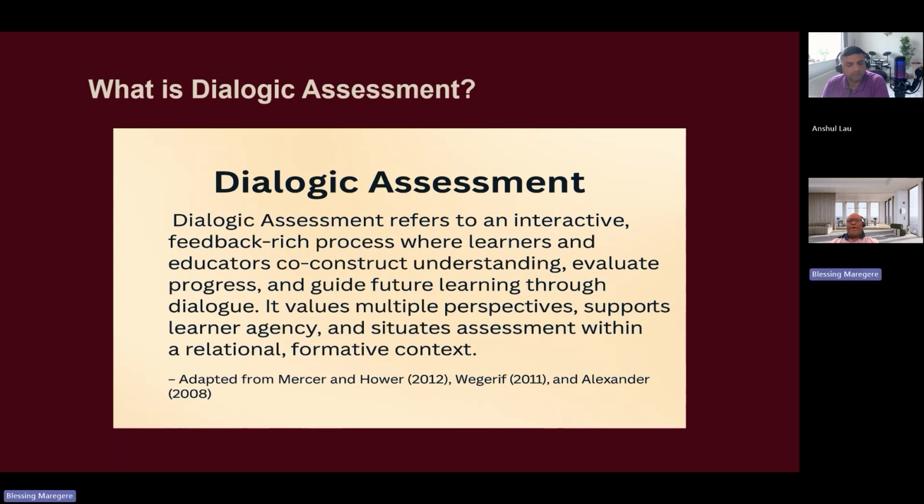Their work is around dialogic assessment, which refers to interaction, so interaction between the educator and the learner or the apprentice, if it's in work-based learning or apprenticeship. But it's also a feedback-rich process as well. It's not just about us as educators providing the feedback, but actually the learner or the apprentice being able to reflect on their learning journey, reflect on how they're performing as part of those discussions, and be able to evidence that. So through that, learners and educators will be able to co-construct understanding.